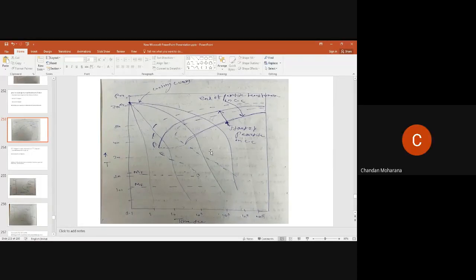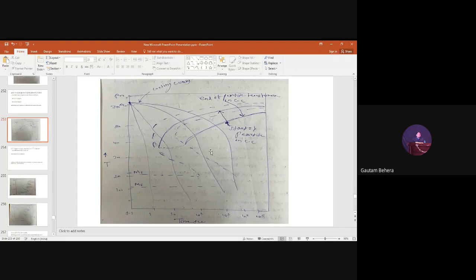So 200 to 400? Not 200. It basically depends upon the composition, but it is from 540 or 550 to below 240, or 230. So 540 to 240 or 230, this is the range. Upper bainitic range is from 540 to about 300, and lower bainitic is 300 to, for example, 240.